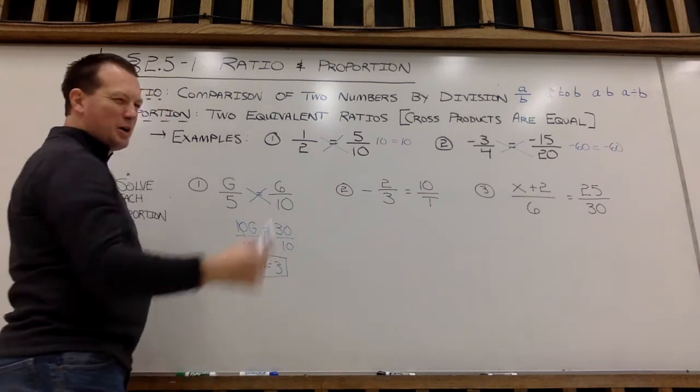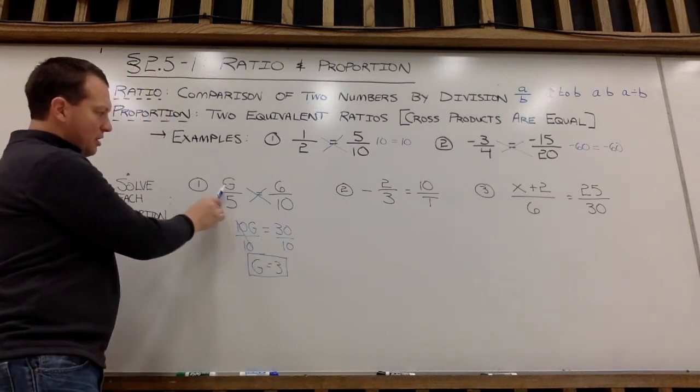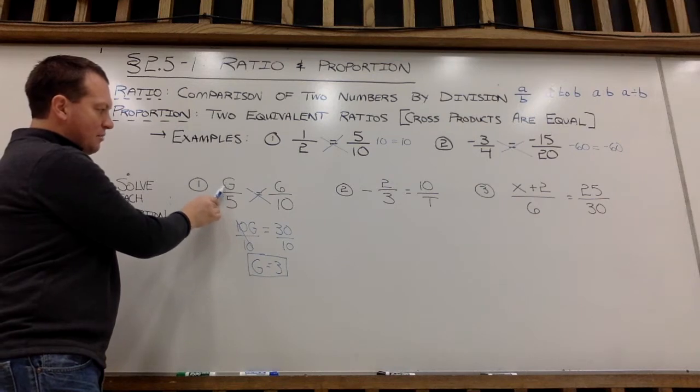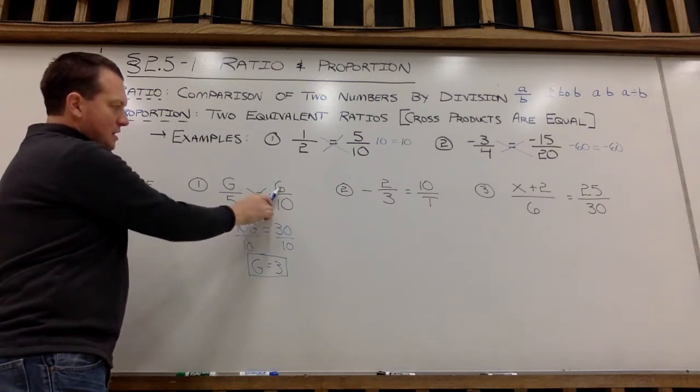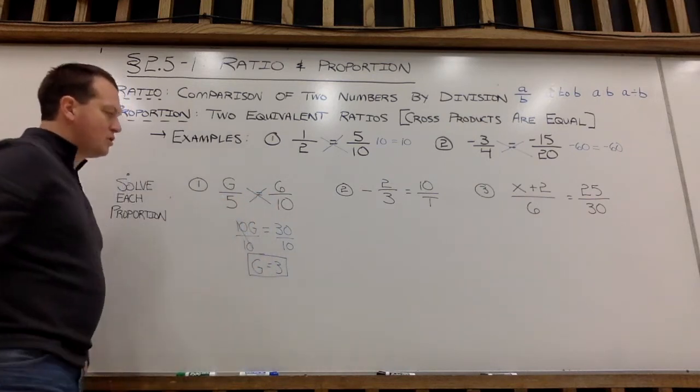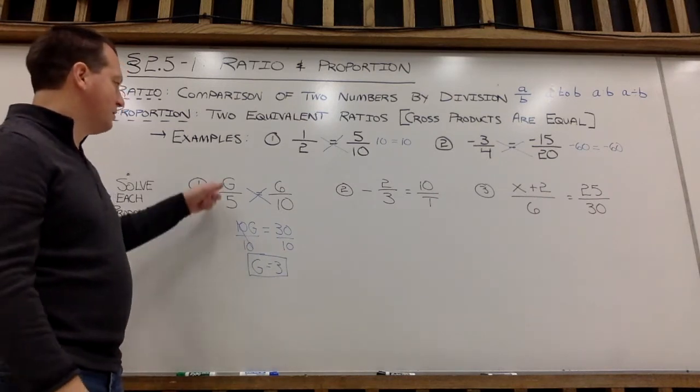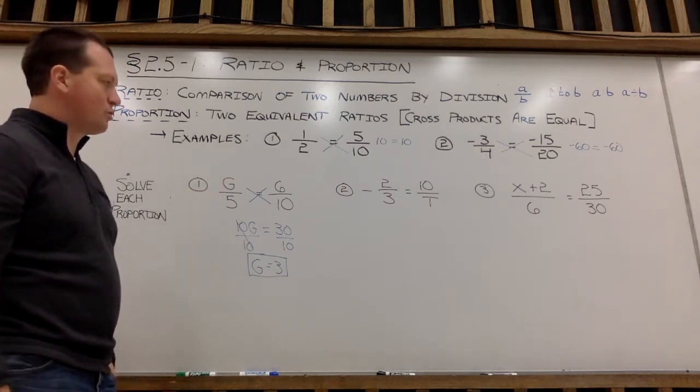And if you're not sure about your answer, you can always plug it in. 3 for g. 3 times 10 is 30, 5 times 6 is 30. So g equals 3 is our correct value to solve the proportion.